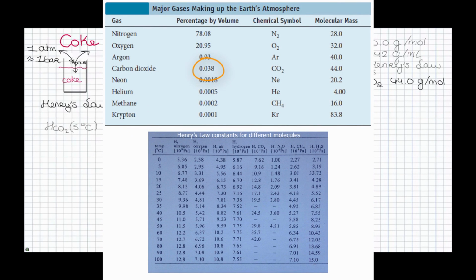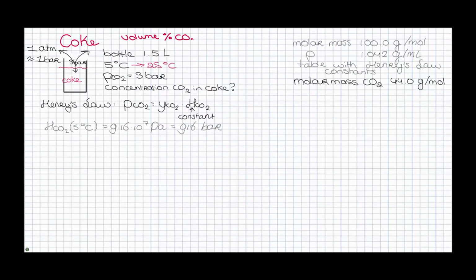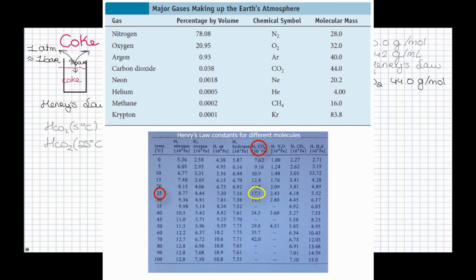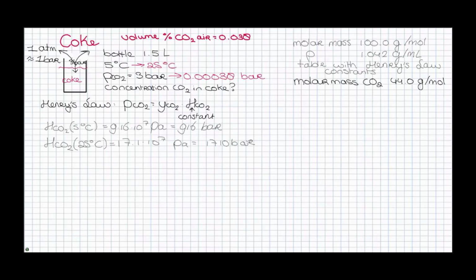In a given table, we see that the volume fraction of carbon dioxide in the air of the atmosphere is 0.038%. So the partial pressure is 0.038% of 1 bar, which is 0.00038 bar. This is because volume percentages are the same as pressure percentages for air. The Henry's constant of carbon dioxide at 25 degrees Celsius we find in the table. Using this value, we will find a fraction of dissolved carbon dioxide of 2.22 times 10 to the power minus 7.